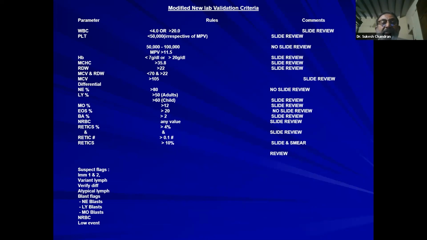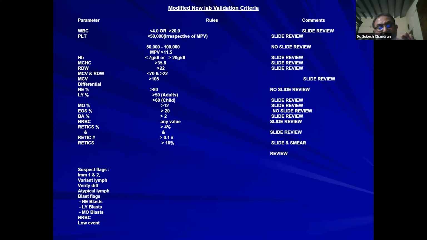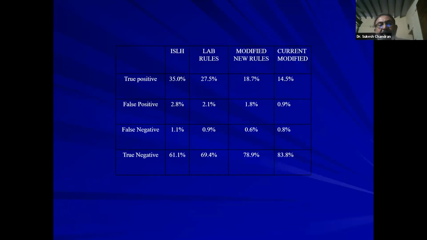If it's more than 20,000, review the smear. Hemoglobin is less than 7. So all these were the old rules. But the rule was that all suspect flags, you have to review the smear. But that also we need to look at very carefully. So based on the slide review rule, we looked at the truth table. When we used the ISLH criteria, we found that we had a high degree of false positivity, 2.8%.